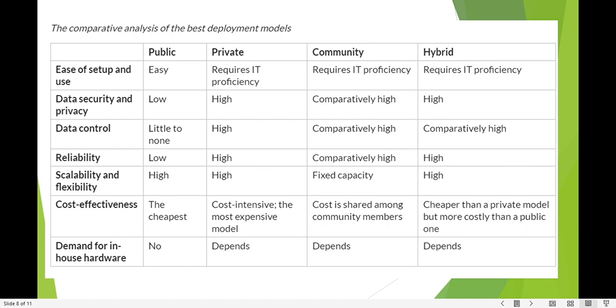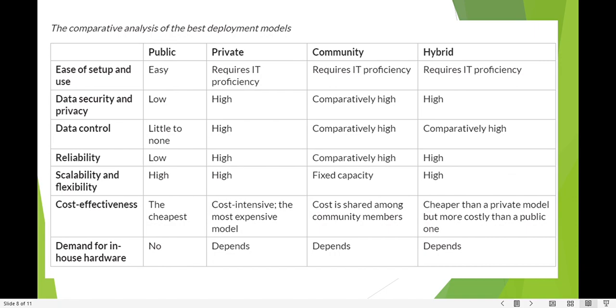What about data security and privacy? In public, it is low. The reason is it is open to the world. Everybody can try hitting that URL. But private, it is high. Comparatively, it is high in community too.